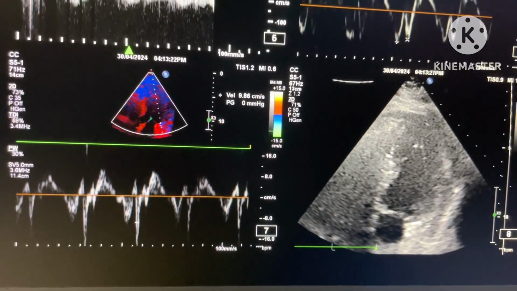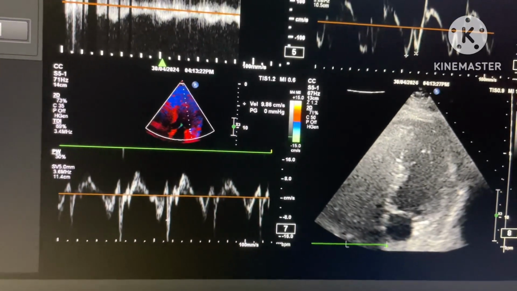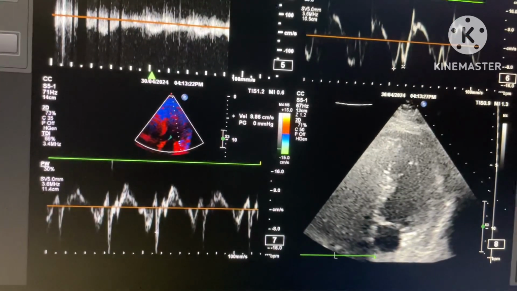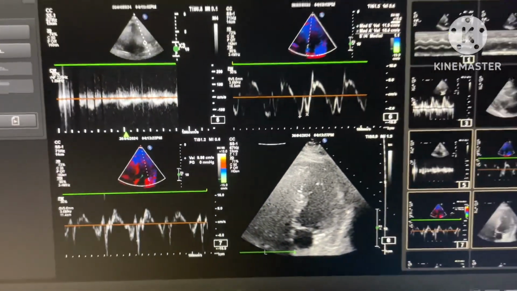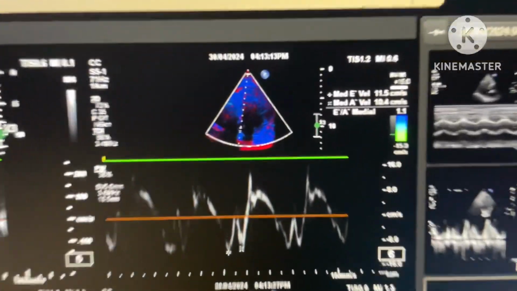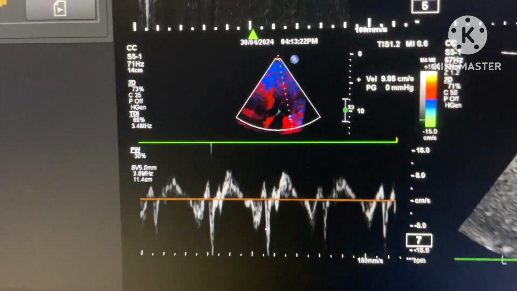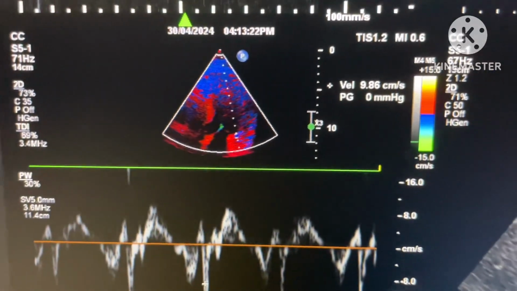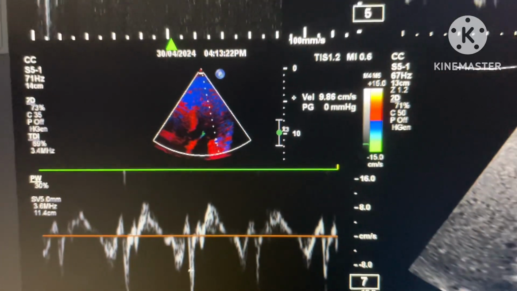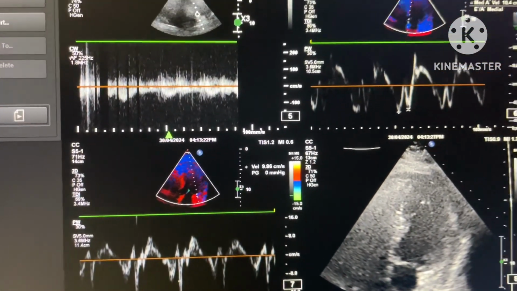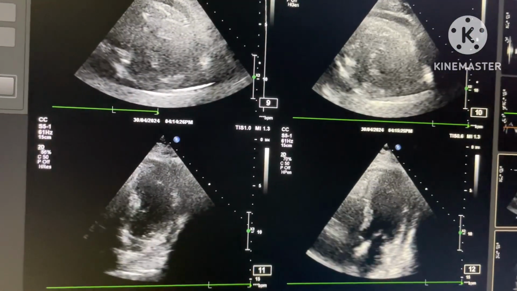So in this patient, you get annulus paradoxus. The medial annulus has more velocity compared to the lateral annulus. You can see this image. This is the medial annulus, 11.5. This is the lateral annulus, 9.86. So ultimately, this is annulus paradoxus, in favor of constrictive pericarditis.